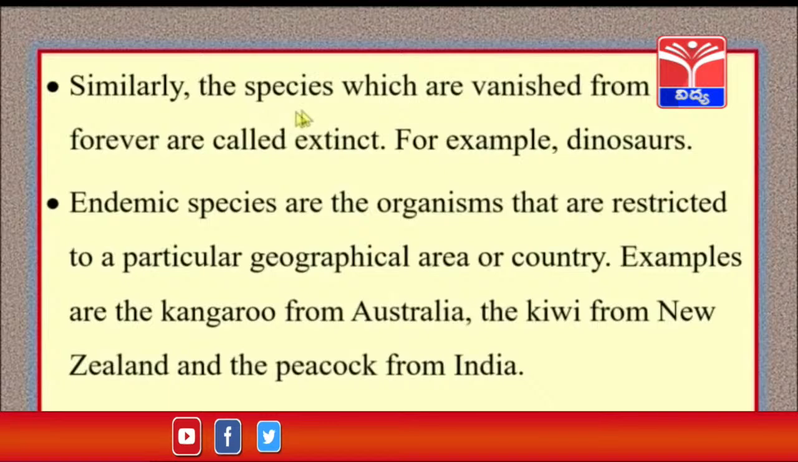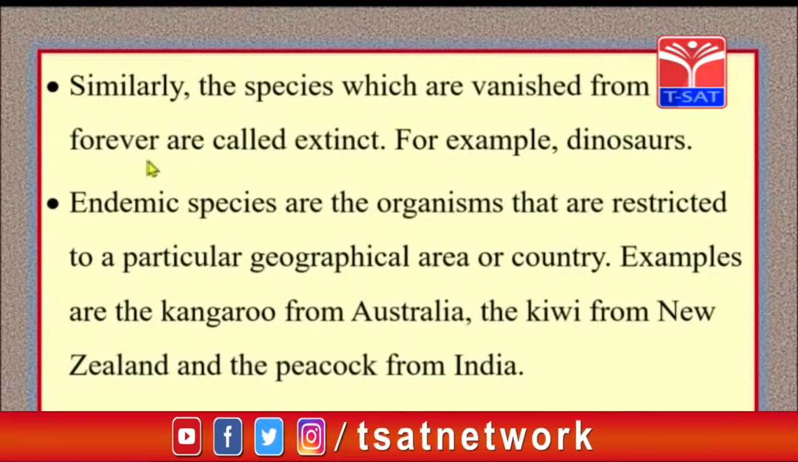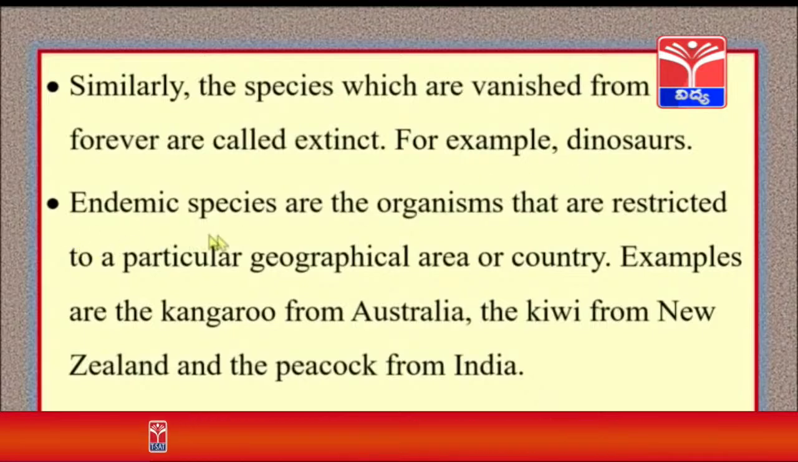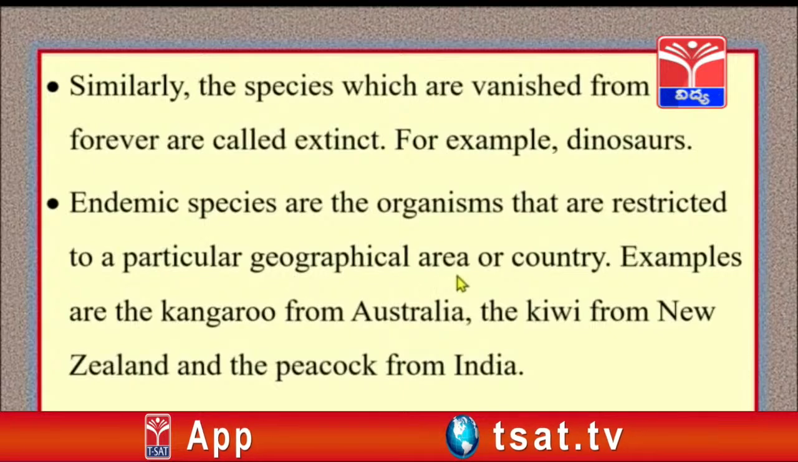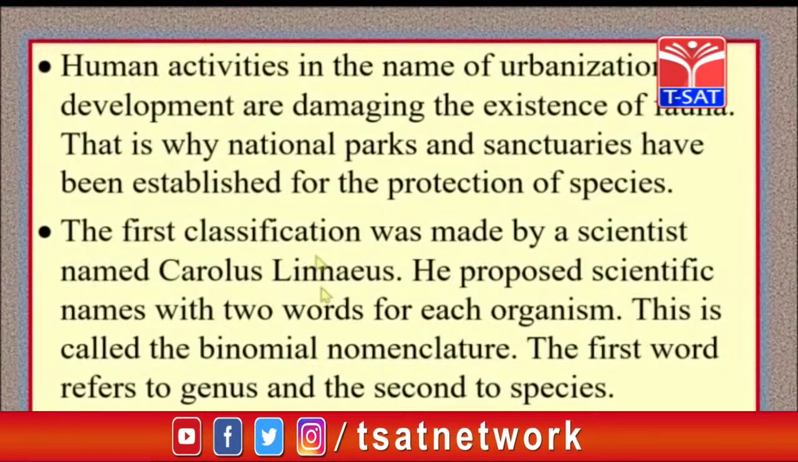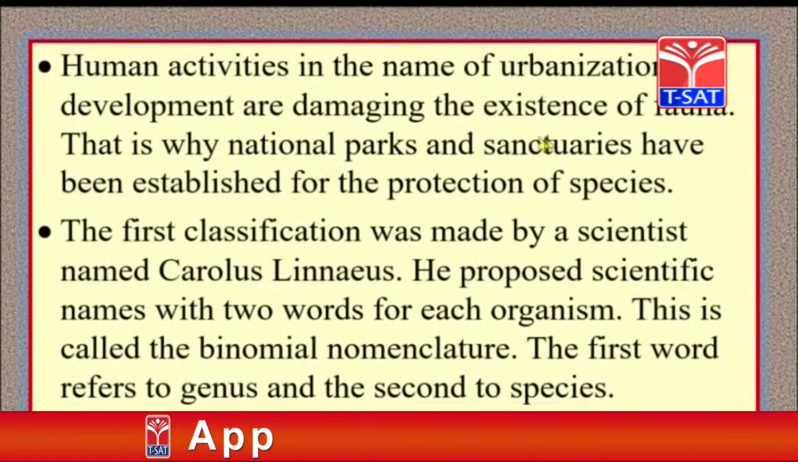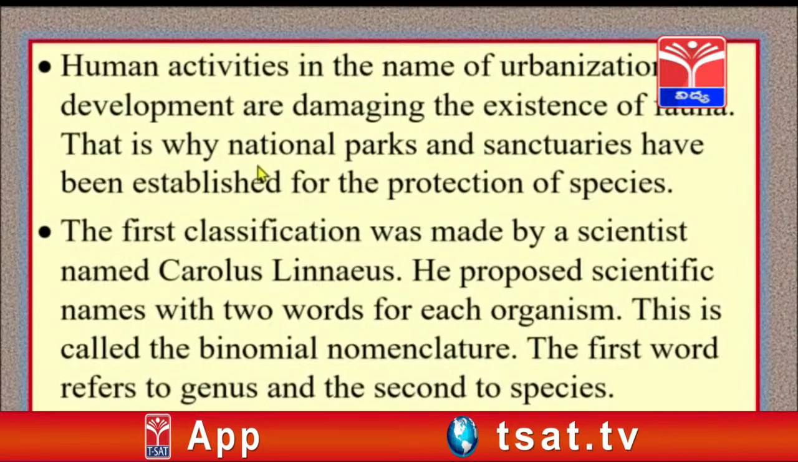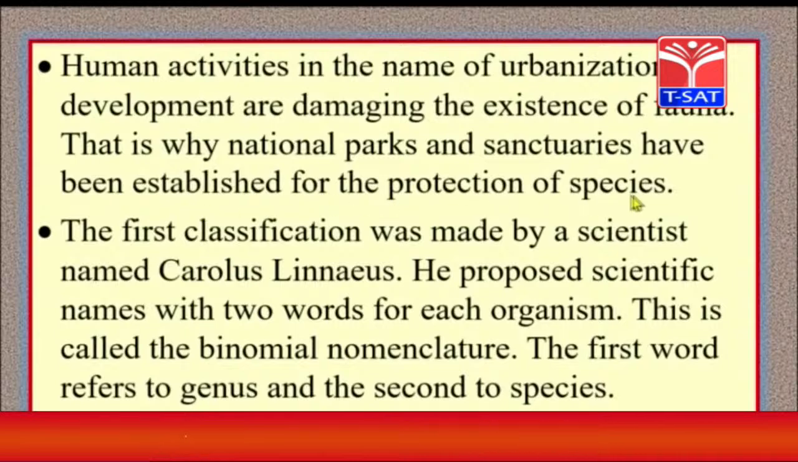Similarly, the species which have vanished from earth forever are called extinct, for example dinosaurs. Endemic species are the organisms that are restricted to a particular geographical area or country. Examples are the kangaroo from Australia, the kiwi from New Zealand, and the peacock from India. Human activities in the name of urbanization and development are damaging the existence of fauna. That is why national parks and sanctuaries have been established for the protection of species.